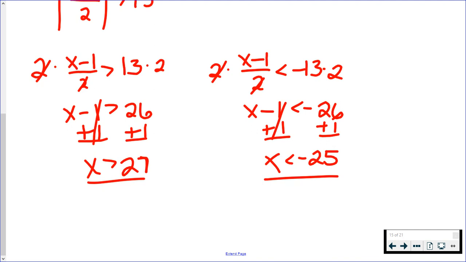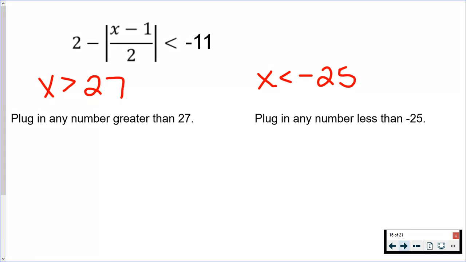Now, it is very important that you always check your work. Now, this is actually an inequality instead of an equal sign. So when you check your work, you want to plug in numbers that actually fall in that interval. So if x is greater than 27, you need to check if a number greater than 27 is going to work. Same with x being less than -25. If x is less than -25, what should work is a number less than -25.